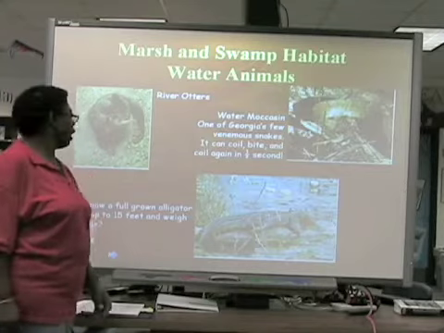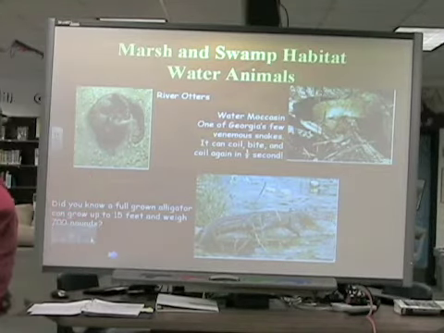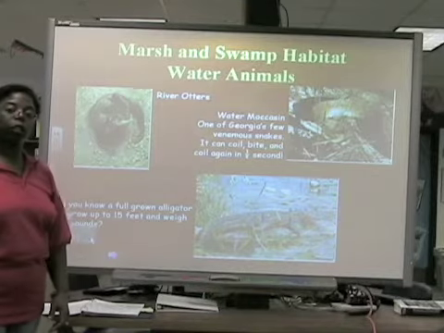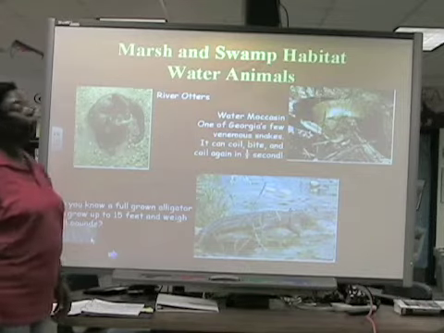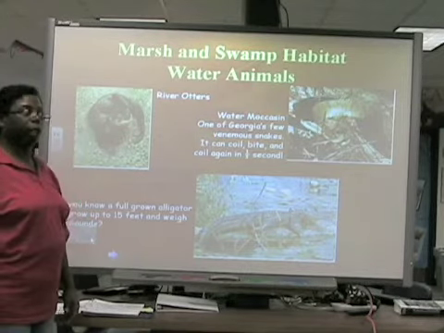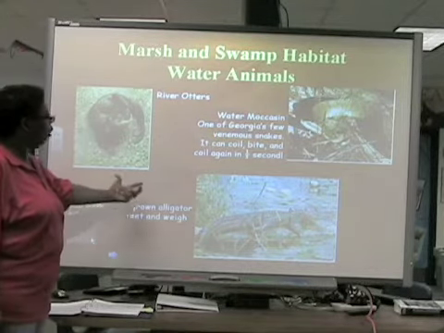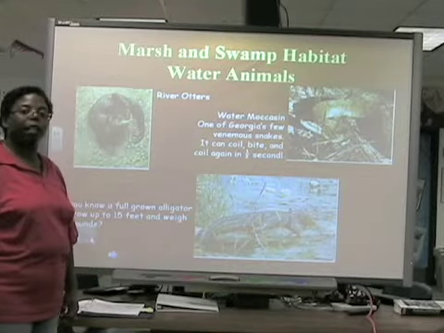Marsh and swamp habitat. Did you know a full-grown alligator can grow up to 15 feet and weigh 700 pounds? Well, that would probably be a good reason that I wouldn't be wanting to visit the marsh and swamp habitat too regularly, because you are likely to find in that habitat an alligator.